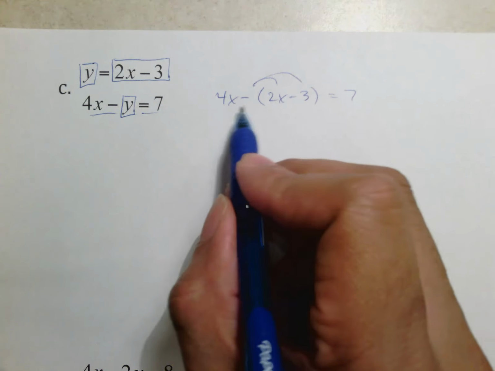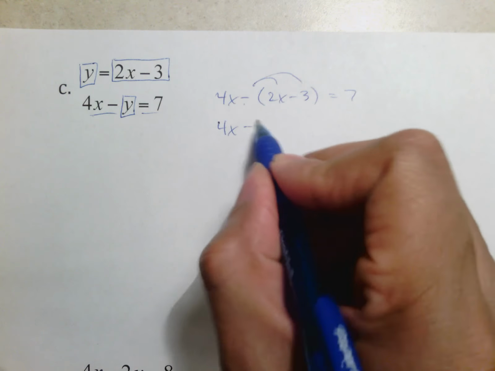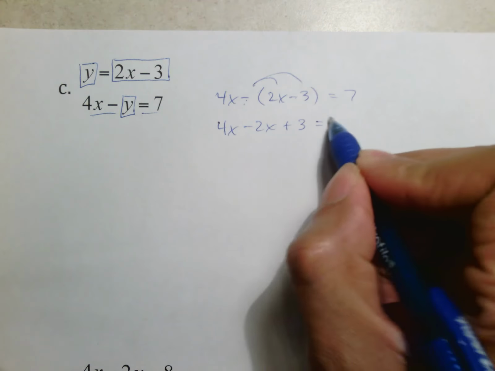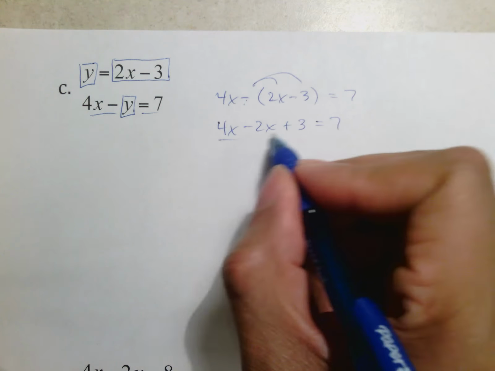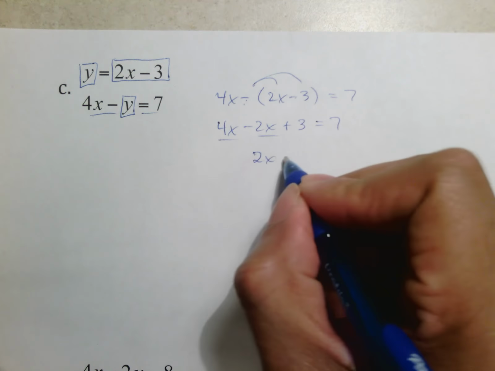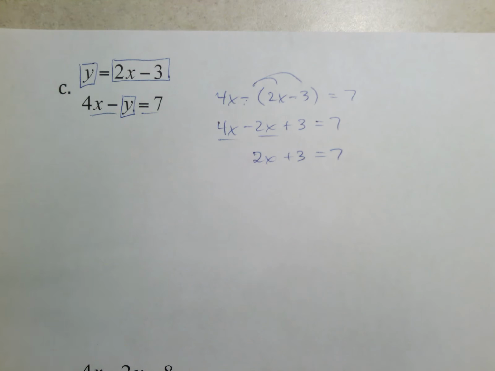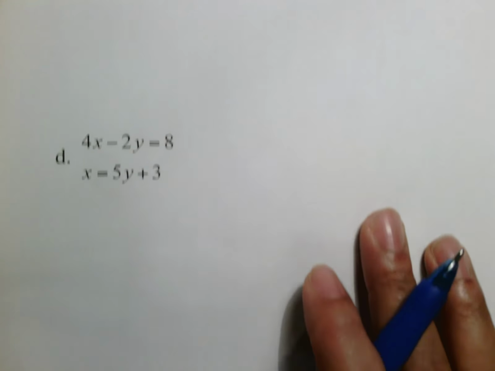Next, remember that the negative sign means switch, so 4x comes down. This becomes a negative 2x, but this and that makes a positive 3, and that's where you've got to be careful. After that, put your like terms together. 4x minus 2x is 2x plus 3 equals 7. Alright? And again, that's where you're stopping today. Tomorrow we'll take the last step, but for right now, that's as far as you have to go.